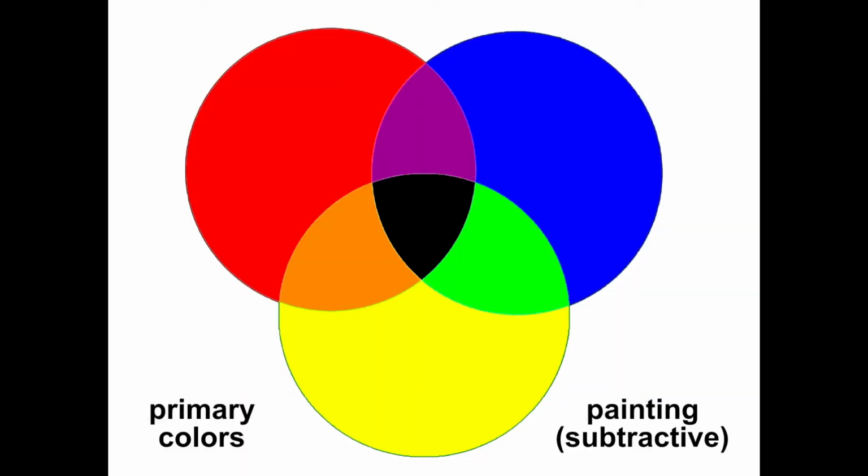The primary colors used in painting are different. They are red, blue, and yellow, and the secondary colors are purple, orange, and green. Mixing of pigments results in the absorption of light. This is called subtractive color.